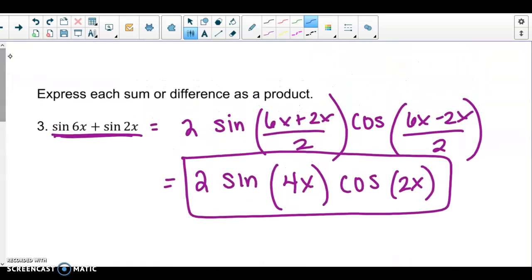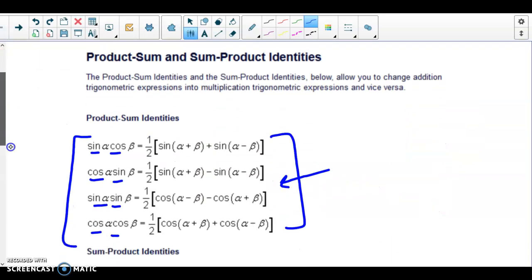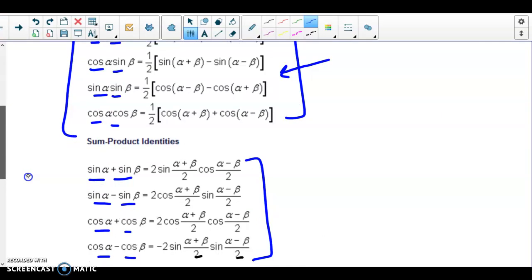And that is product to sum and sum to product formulas. Once again, you do not have to memorize these. You only have to be able to use them.